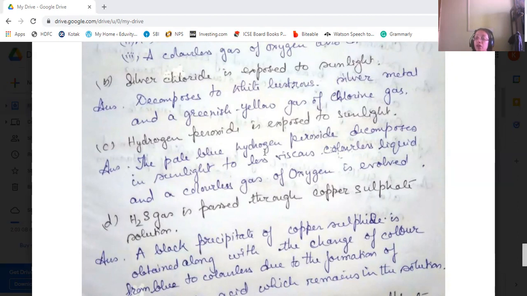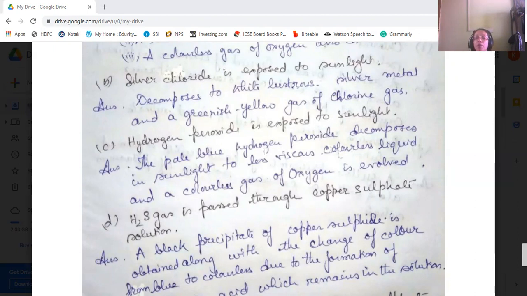So, hydrogen peroxide is a pale blue color, and it decomposes. When it decomposes in sunlight, it turns into water, which is a little less viscous than hydrogen peroxide, and the color will change from pale blue to colorless.